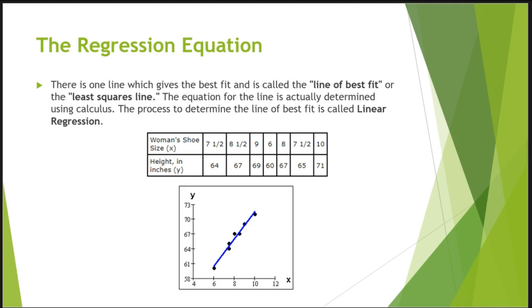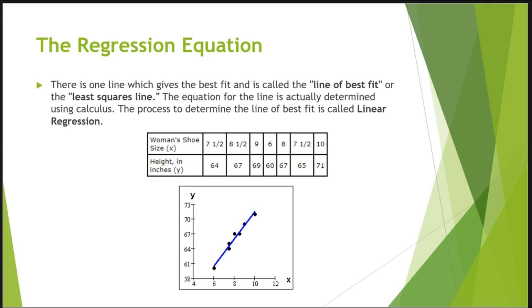If a scatter plot indicates that there is a linear relationship between the independent and dependent variables, then the next step is to fit a line to the data. There is one line which gives the best fit and is called the line of best fit, regression line, or the least squares line. The equation for the line is actually determined using calculus. This process to determine the line of best fit is called linear regression.